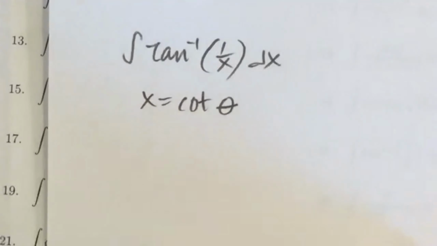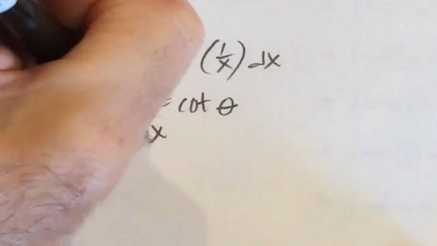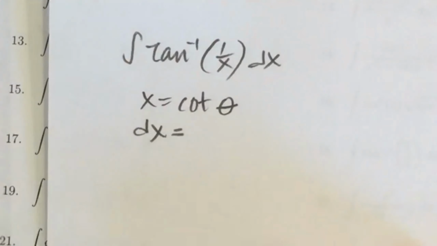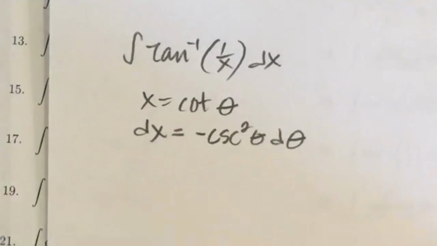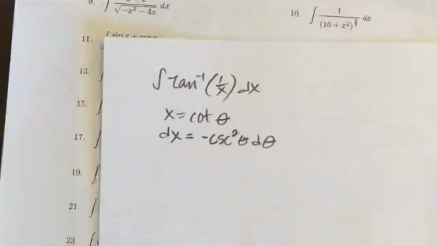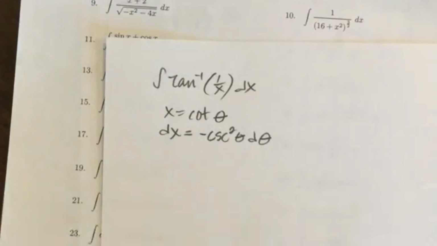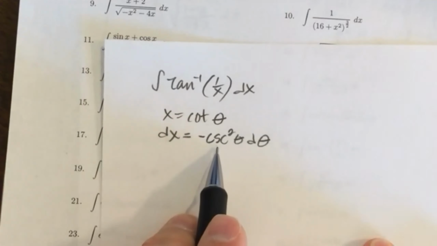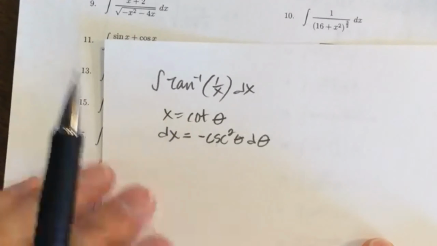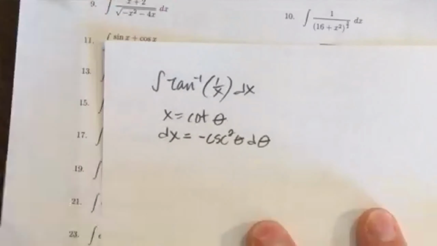Now, of course, you need to know what the derivative of cotangent is. Do you know the derivative of cotangent? Negative 1 over 1 plus x squared? Is it negative cosecant squared? I was thinking of inverse tangent. We need the derivative of this cotangent, so I'm thinking minus cosecant squared. I think that's right.